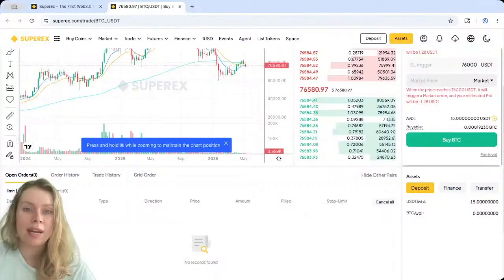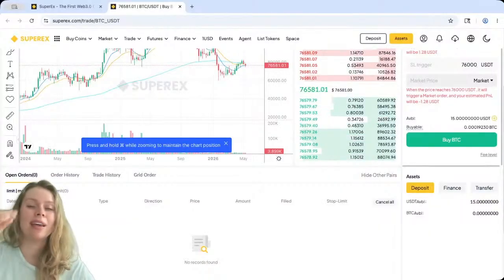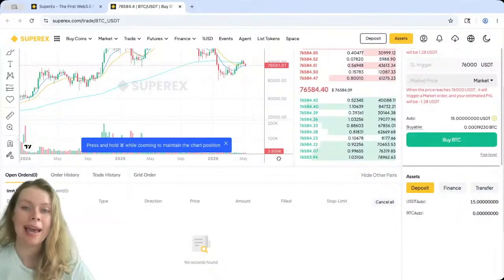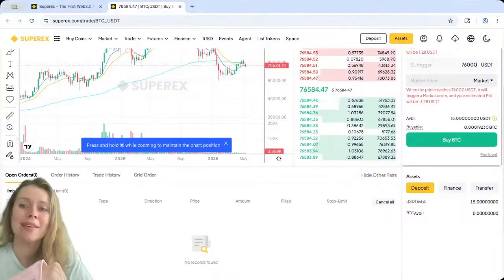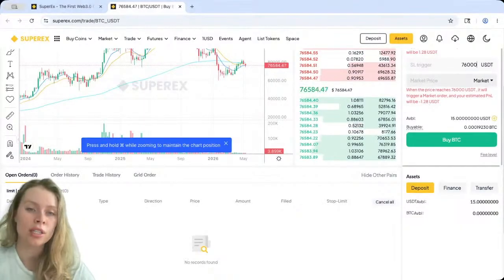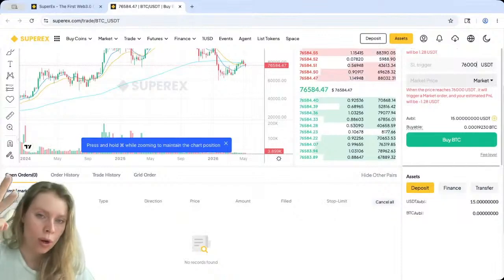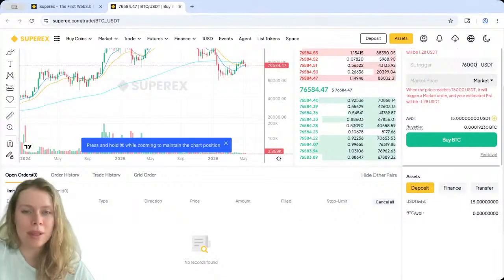You don't have to sit and watch. The system handles everything. If Bitcoin hits 78K, you buy. If it then hits 80K, you sell for profit. If it crashes to 76K, you sell to cut your losses. Three scenarios, all automated. Okay, we love that.